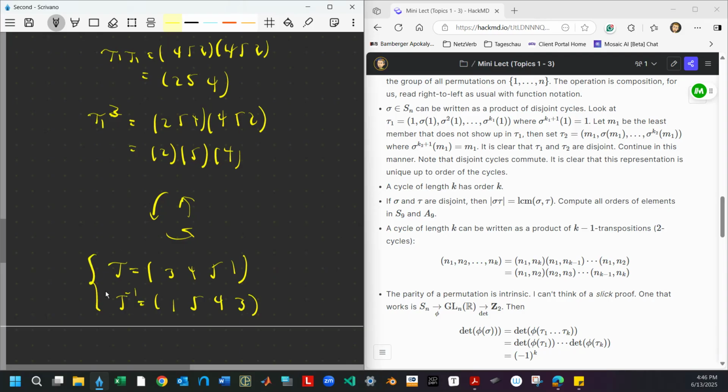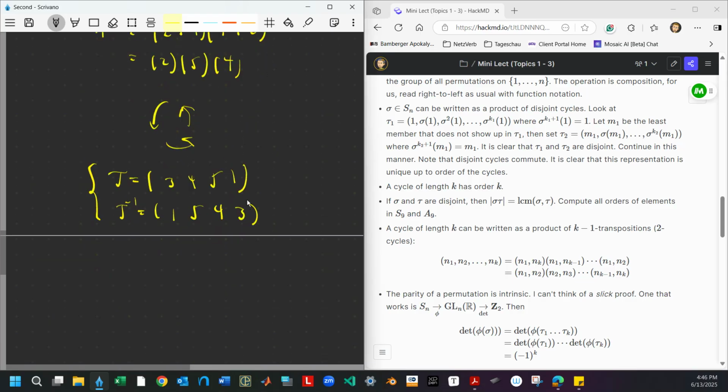So this is a very, very concrete group where we can get our hands on the elements very simply, right? And this makes sense because 3 is getting sent to 4 here, 4 is getting sent to 3. That's what happens when you reverse the order, right? So that they're undoing each other, right? So that's the order, right? So this tau would have order 4, right?